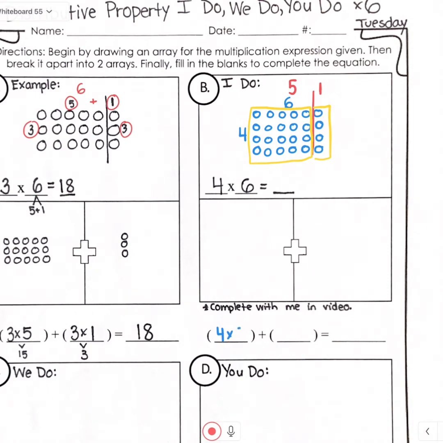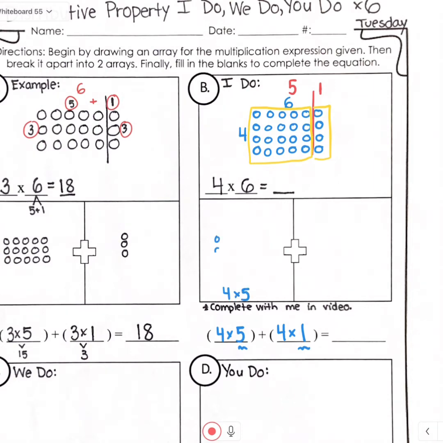It doesn't matter either way. And then 4 times 1. So right here, the 5 and the 1, 5 plus 1 equals 6. So we broke apart that original 6 into 5 and 1. So we only break apart one factor with the distributive property. The other factor stays the same. So right here, this will be 4 times 5.